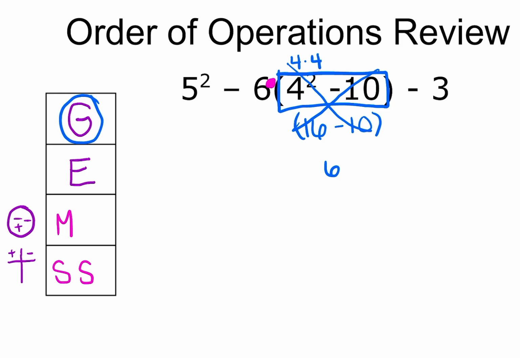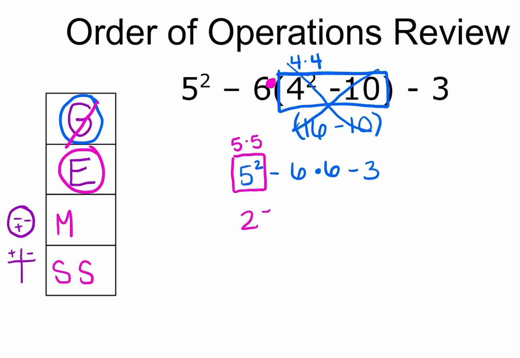Now I can go and rewrite. So again, remember in front we have that multiplication. So times 6 minus 5 squared minus 3. So my group is finished. Now I'm on to an exponent. So now I can do this exponent, which is 5 times 5. And 5 times 5 is not 10, it is 25. And then I can rewrite again.